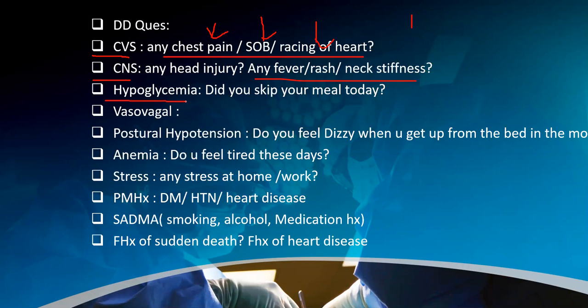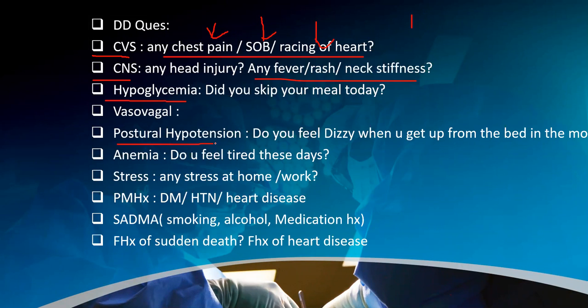For vasovagal syncope, we don't have any exact questions because it's a typical scenario where a patient will be exerting in hot weather, doing a lot of exercise or running a marathon, and suddenly feeling pale, clammy, and then just fall. That's your vasovagal. But if you really want to ask, you can ask whether they were in hot weather when that happened.